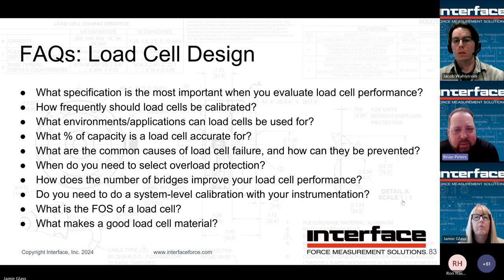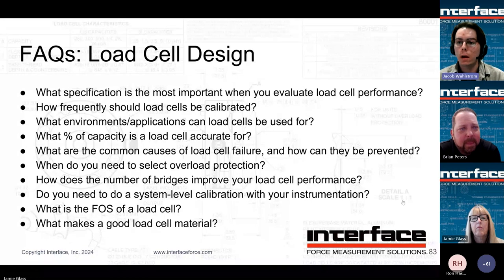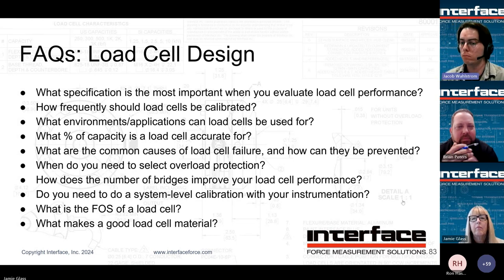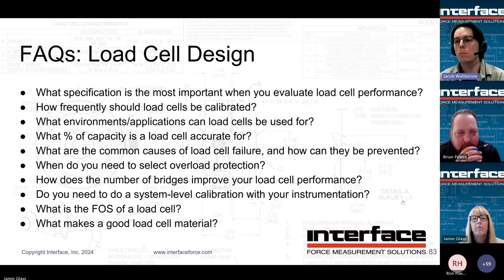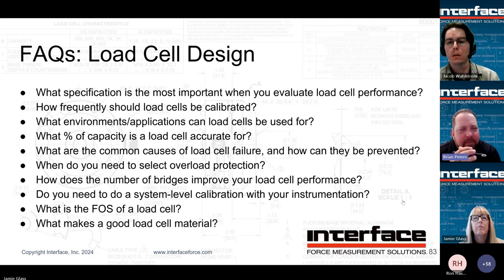Which specification is most important when you evaluate load cell performance? I think it depends on the application and what the customer is looking for. A good place to start is SEB, but from there it can really depend on how much they want to characterize on their end. If you need a single specification, SEB is going to give you a good indicator of how accurate the load cell is. All right. How frequently should load cells be calibrated?